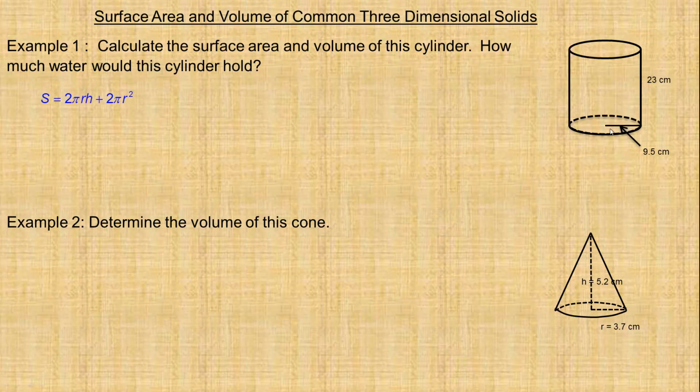We are told that this is 9.5, so that would be the radius. So that's going to go in place of r here. And the 23 is the height. That's how long the cylinder is. So 23 is going to go in place of h here. And of course, 9.5 is here, but it's also here. So this is what it looks like when we substitute 9.5 for r and 23 for h.